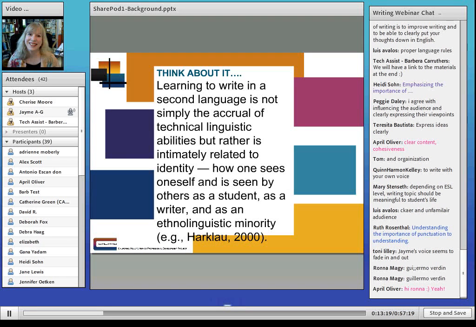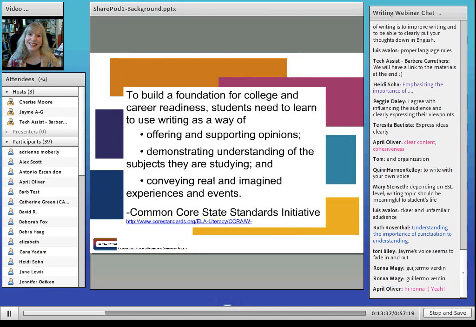So for me, the other aspect of writing is that it's our learners' voices that we get to hear up close and personal, and it's an opportunity for them to share their identity through writing. So I think we can't ignore the importance of that.